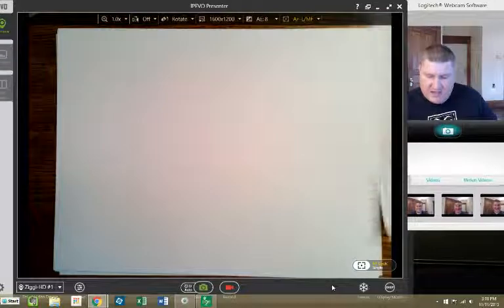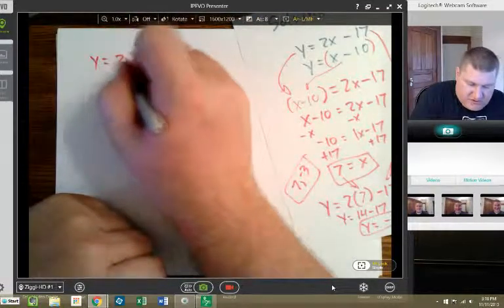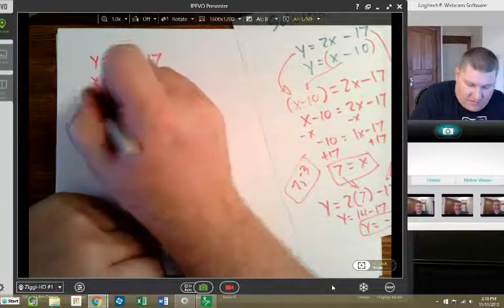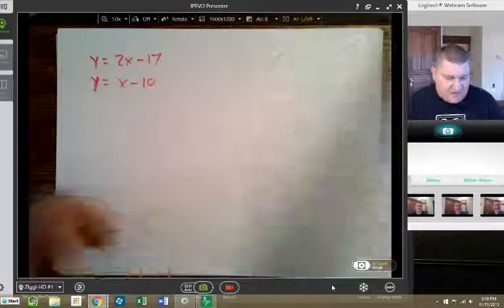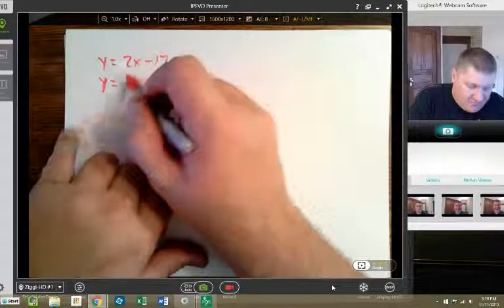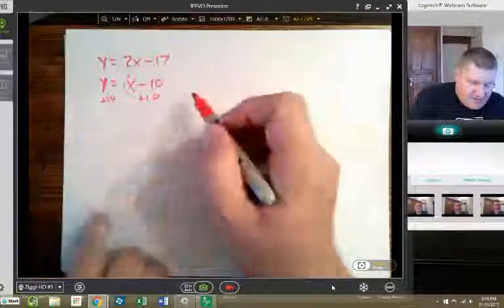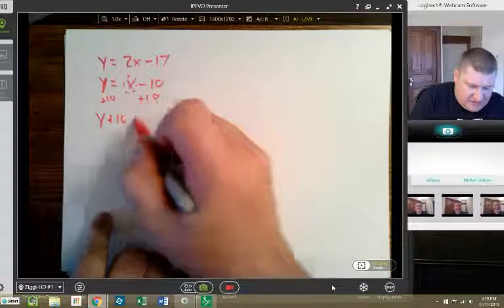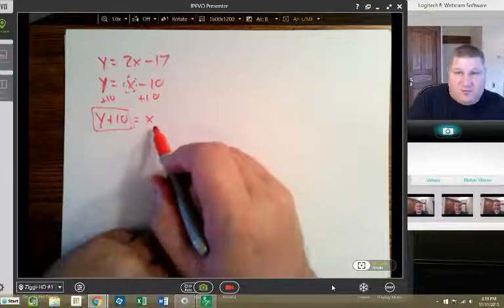Now, for those of you that doubted that, or that thought this method and this method were different, they're really not. Let's take this equation over here again. Y equals 2x minus 17. Y equals x minus 10. But instead of using y equals over here, let's get x by itself. Add 10 to both sides. And so y plus 10 equals x.